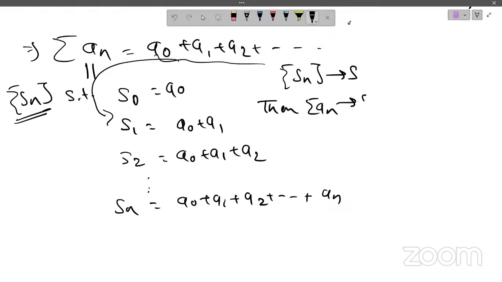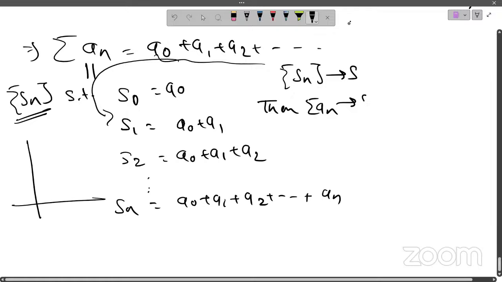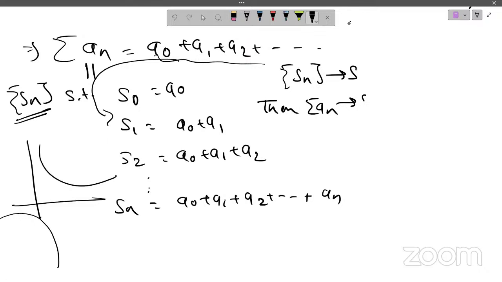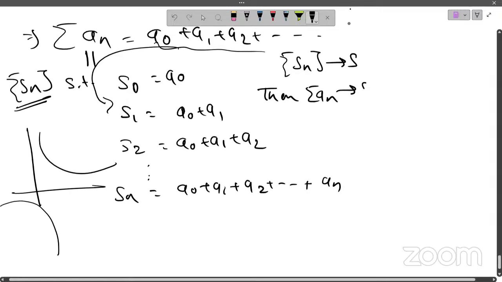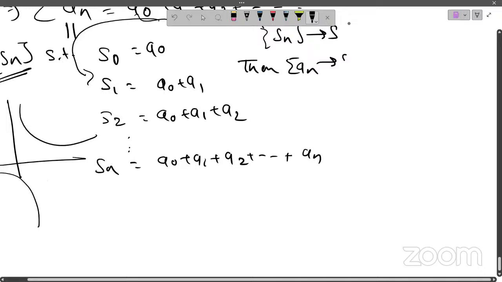Like if we consider the graph of the function 1 by x. For 1 by x, can we find the tangent at x equals 0? No, because the function itself is not even defined at x equals 0. Yes, right, that's my point. Okay, I was missing the two concepts. Okay, fine, thank you.